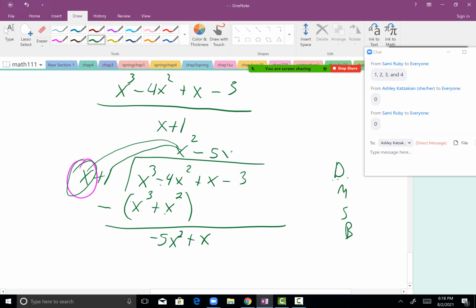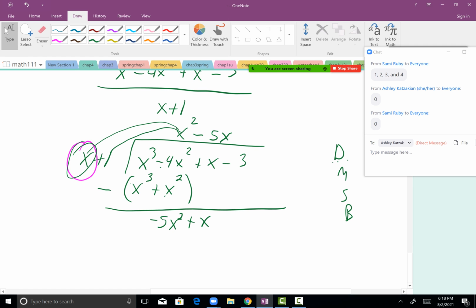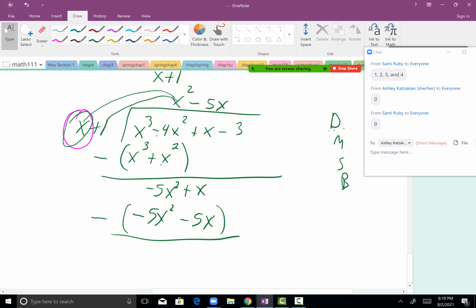Negative 5x. Maybe we just have people a little bit unconfident here. So negative 5x squared. All right, there's the division. Now we're multiplying. Negative 5 times 1 is negative 5x. All right, and now I've got to subtract. I'm going to continue to use this algorithm, DMSB.